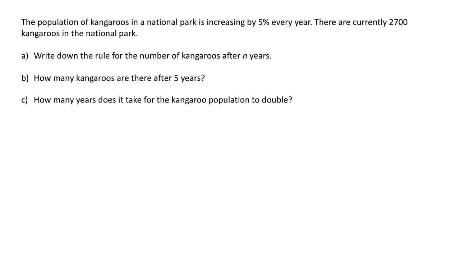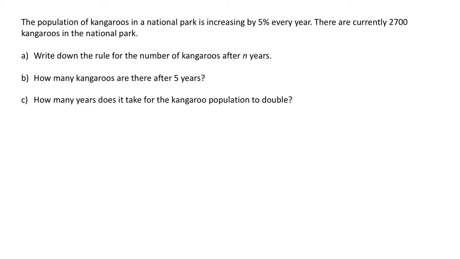The population of kangaroos in a national park is increasing by 5% every year. There are currently 2,700 kangaroos in the national park, and we want to write down a rule for the number of kangaroos after n years, and then use that rule in a couple of calculations.